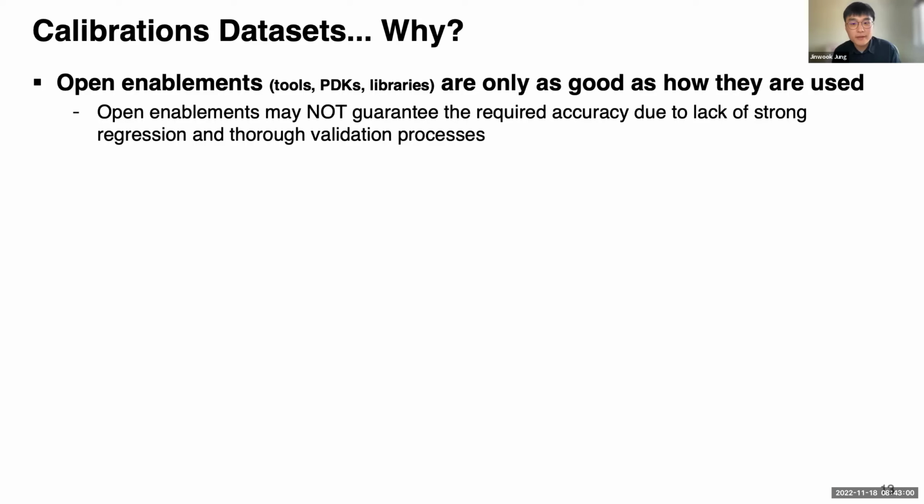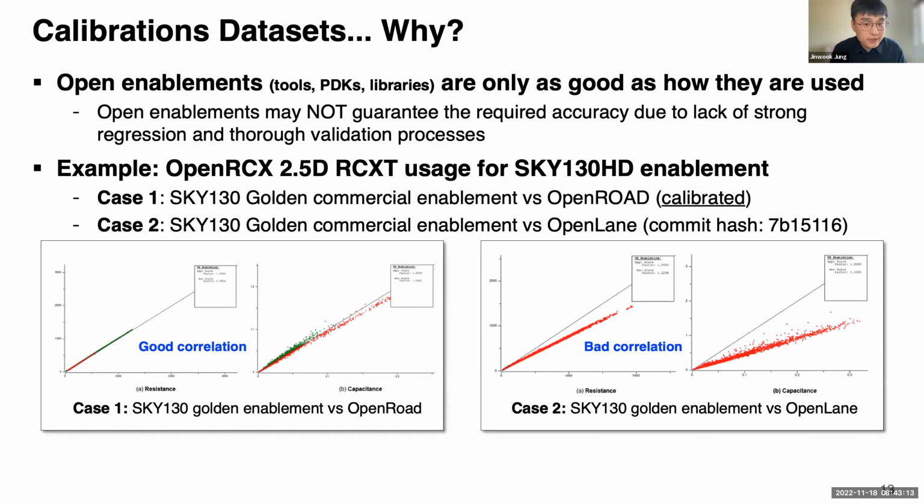Sometimes we see that the open enablements cannot guarantee the best or required accuracy due to the lack of a strong regression process or thorough validation processes. Here's an example showing two different open RCX usages for Sky130, one from OpenROAD and the other from an OpenLane flow. This plot shows the OpenROAD data, and this plot shows the OpenLane data. The first plot is the resistance data, and the second plot is the capacitance data.